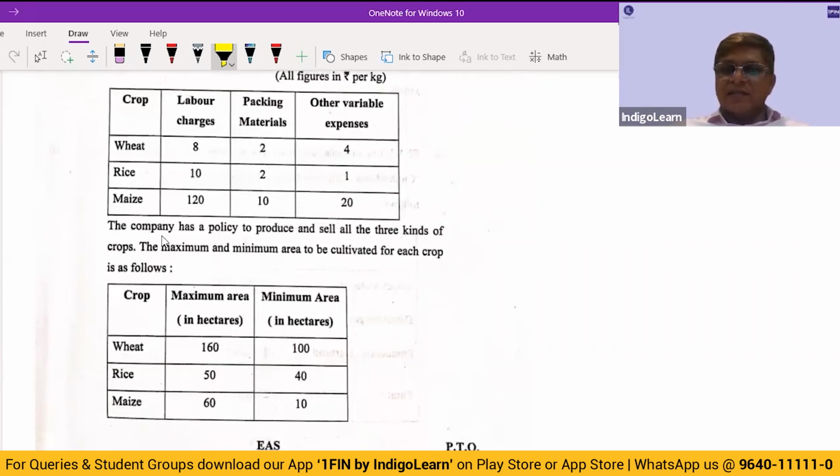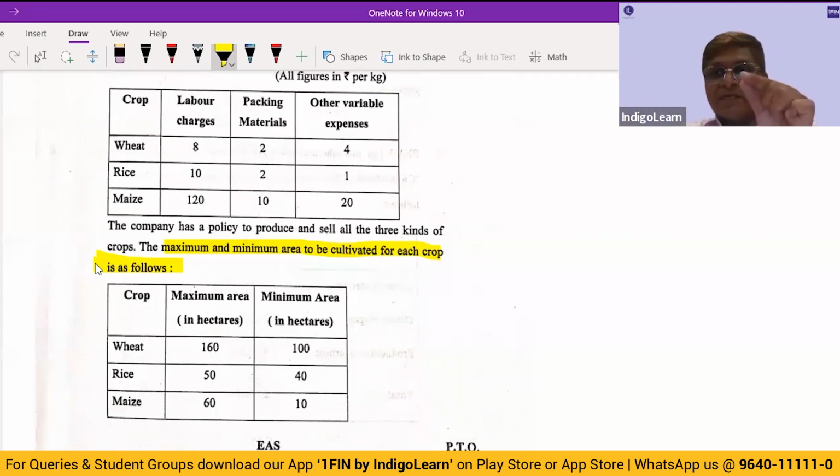Now the complication is this. The company has a policy to produce and sell all three kinds of crops. The maximum and minimum area to be cultivated for each crop is as follows. See, if there were no limitations, if there were three products and I could produce and sell as much as I want of each product, which product would I do? The best product, because that will give us the maximum profit.